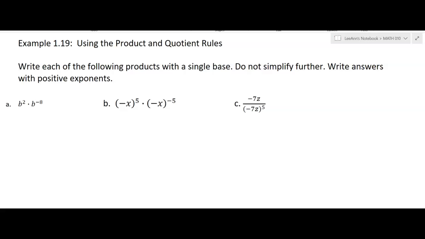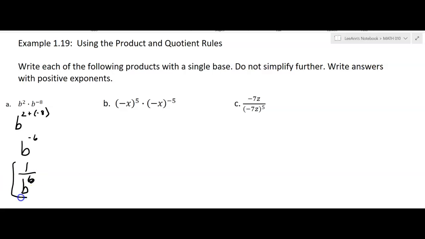Okay. So looking at the first one, I'm going to do it the way I would do it first, and then I'll show you another way. But it's multiplication, right? So add the exponents. B to the 2 plus negative 8. What's 2 plus negative 8? Negative 6. Okay, but I can't have a negative exponent, so I'm going to have to write that as 1 over b to the 6.